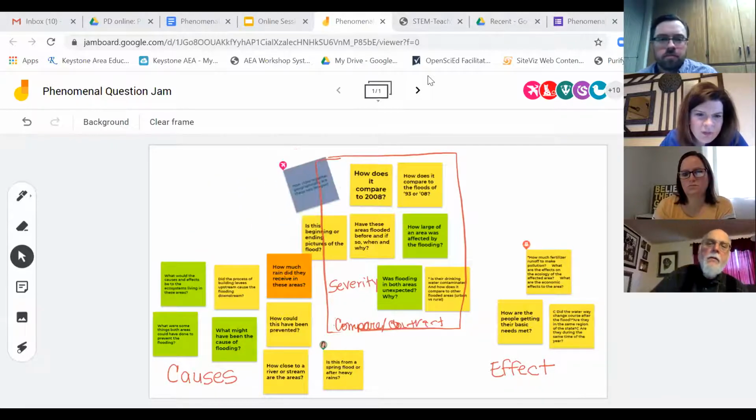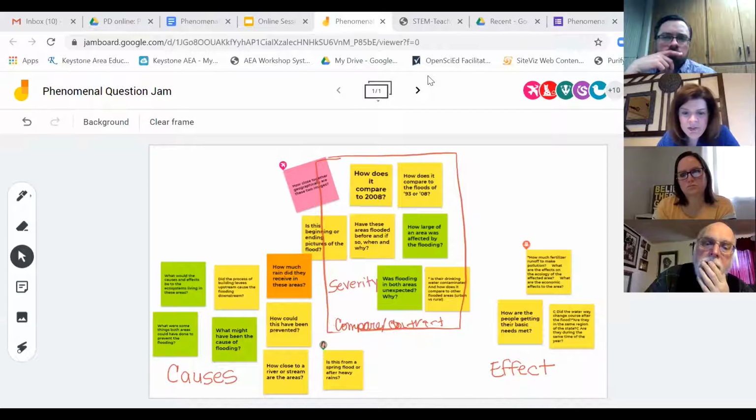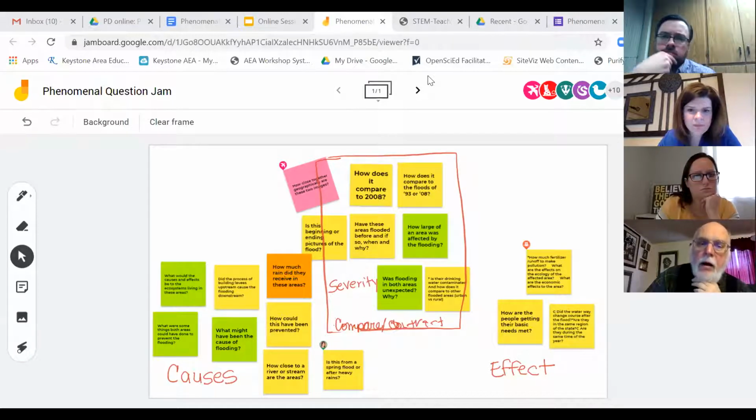What about, yep, I was just going to ask about that one. How close together geographically are these two images? Does that fit into a category that we currently have, or is that maybe something different? I would say there's probably more of cause. And I would think the drinking water contamination is more of an effect. You have it under severity and compare and contrast.